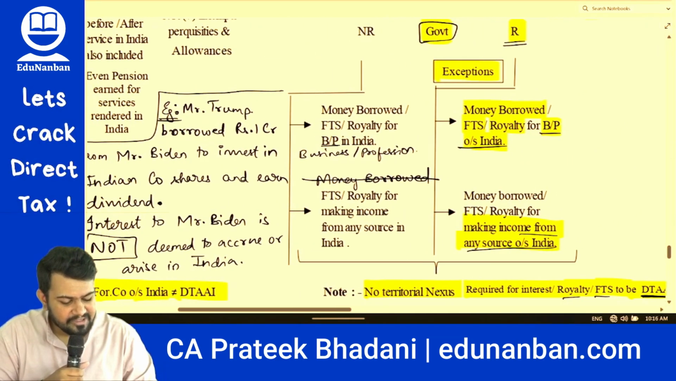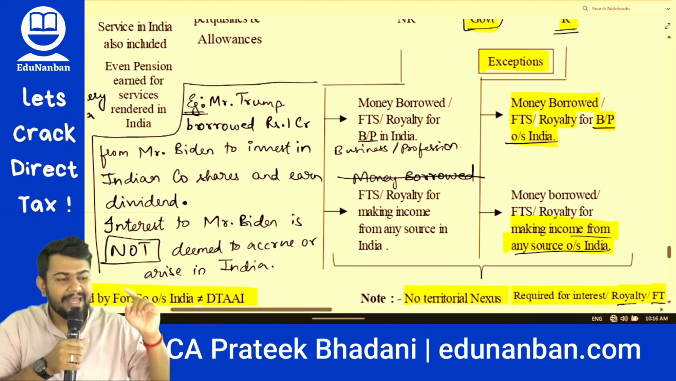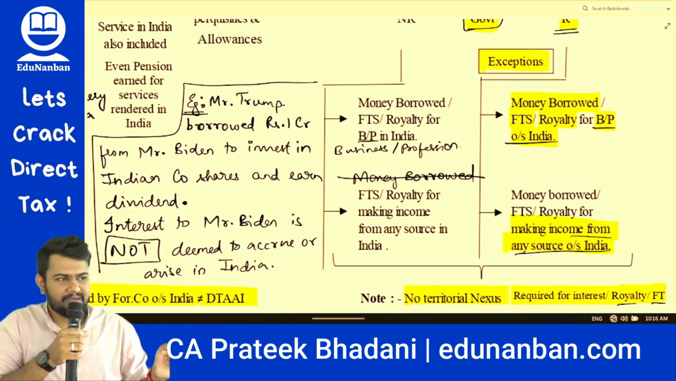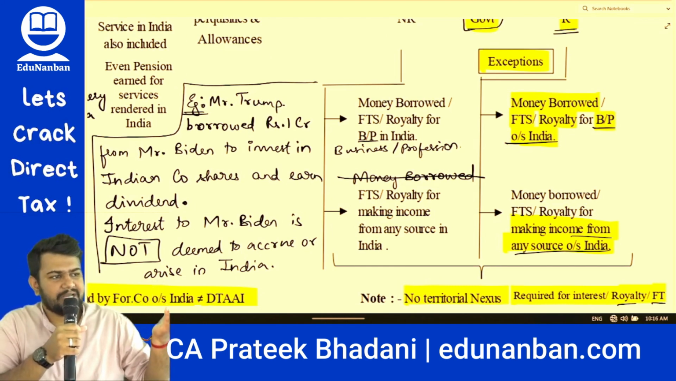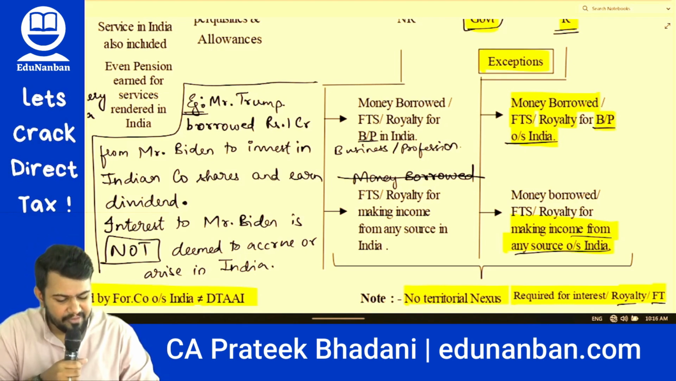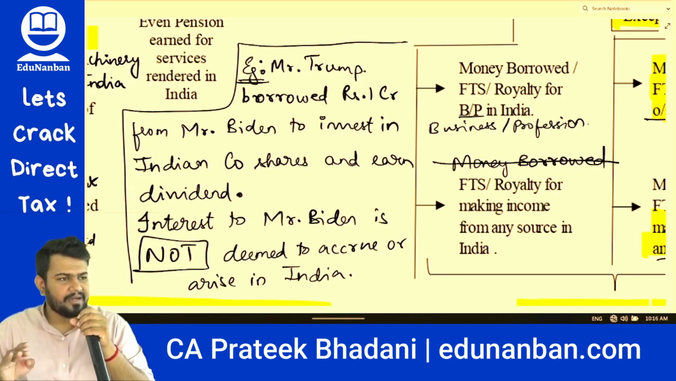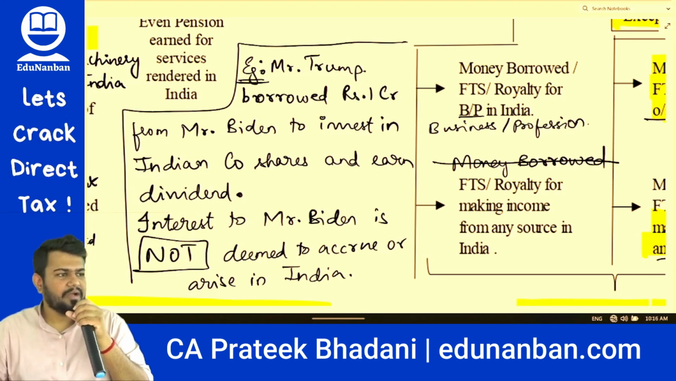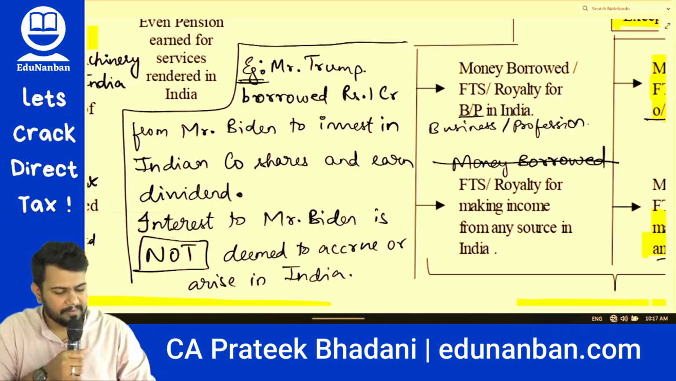What point? In case of money borrowed, that is taking a loan and paying interest, if a non-resident is taking a loan from another non-resident, using in India for earning any other source other than business income, then it is not deemed to accrue or arise in India. I gave you example. Mr. Trump borrowed 1 crore rupees from Mr. Biden to invest in Indian company shares and earn dividend. Then interest paid on loan will not be deemed to accrue or arise in India, because it is not business income, it is other source of income.